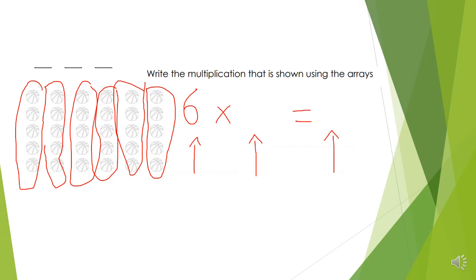And how many are in each group? Then how many altogether?